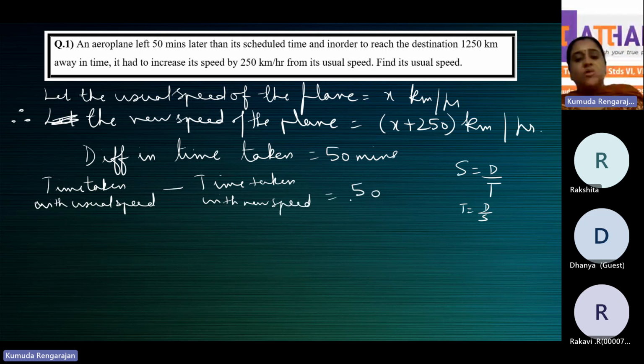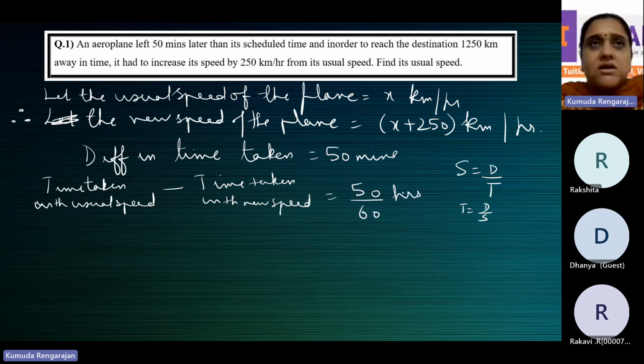And you should always convert minutes to hours, because in this question we have speed in kilometers per hour. So the unit of time should be hour everywhere, and the unit of distance must be kilometer everywhere. For time it is hours, and for distance it is kilometers. So 50 minutes should be converted to hours, 50 by 60 hours. So the difference in time, time taken with the usual speed minus the time taken with the new speed, is equal to 50 by 60.